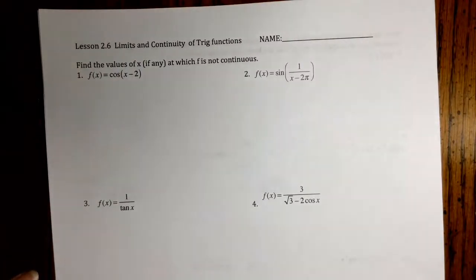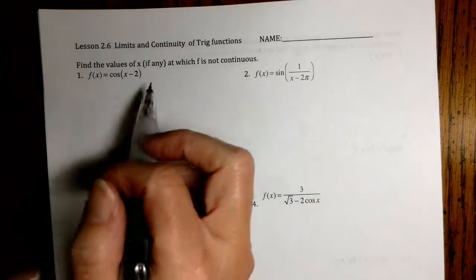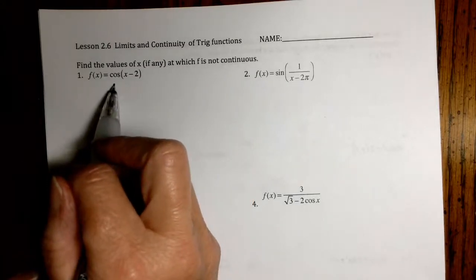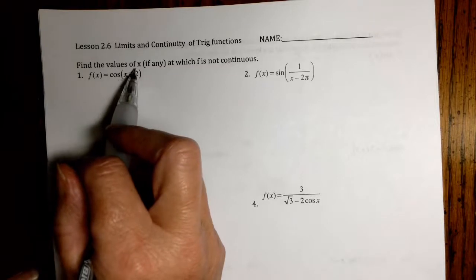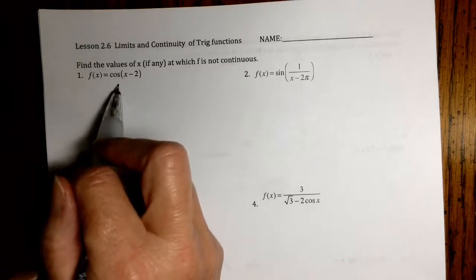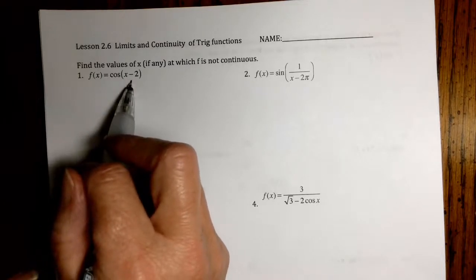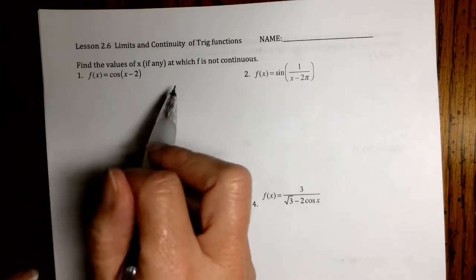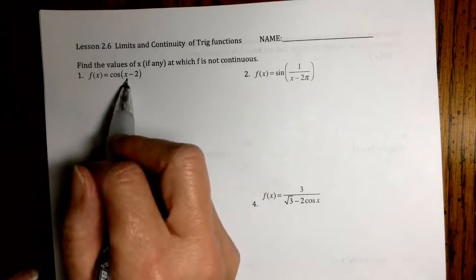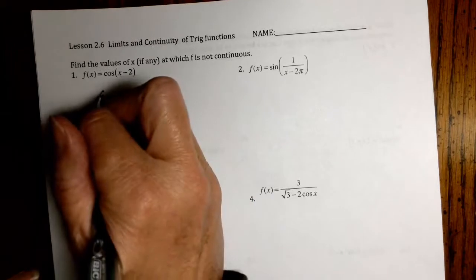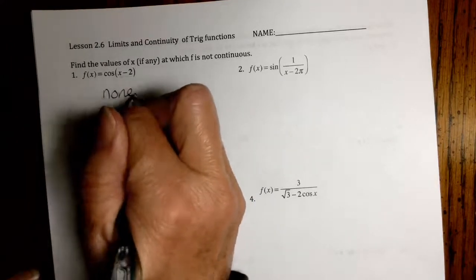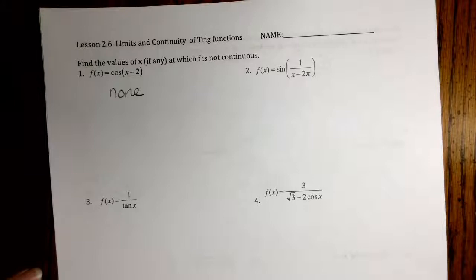Lesson 2.6, continuity when we have trig functions and limits for trig functions. The first thing we're going to talk about is continuity. You're finding the values of x, if any, at which we're not continuous. I think about my parent function cosine of x, which is really just that wave of a graph. The -2 is causing a shift to the right. It does not break apart the graph in any way. So this graph has no discontinuities.